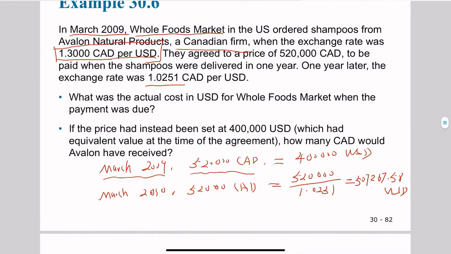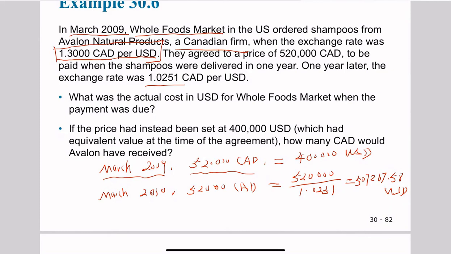So basically what you can see here is Canadian dollars became more valuable after 1 year, right? Because in March 29, per 1 US dollar, you need 1.3 Canadian dollars. And after 1 year, per 1 US dollar, you would only need 1.0251 Canadian dollars. So Canadian dollars has increased its value a lot.